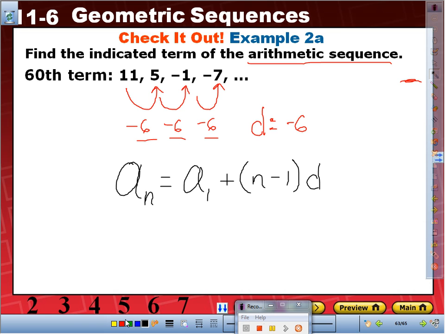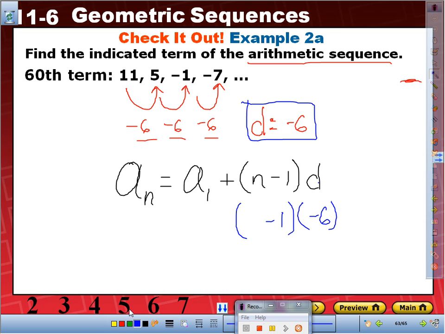So check this out. First of all, do we know the value of D? Yes, so instead of D, we're going to substitute the number -6. Open parentheses for this one, minus 1.